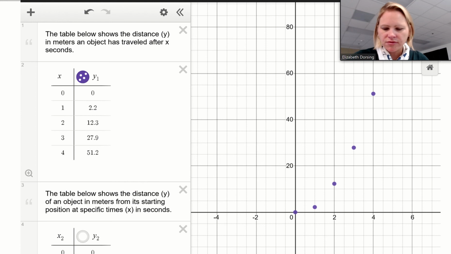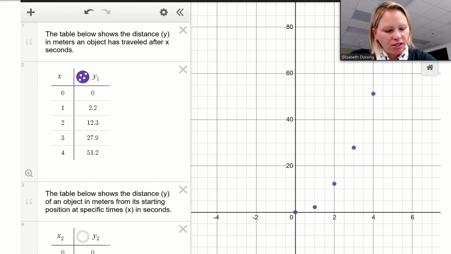Okay, so now that we have a little better view here, let's understand the problem. We have this object moving, and this physics student is measuring the distance at certain time intervals. Here x is measured in seconds. So after 1 second, this object has gone 2.2 meters. We're measuring in meters and seconds, so every slope that we find is going to represent meters per second.